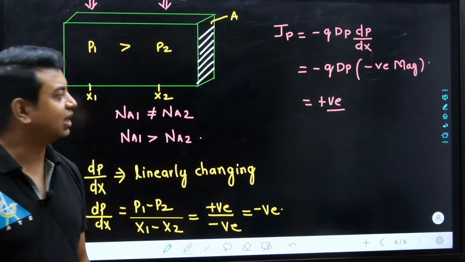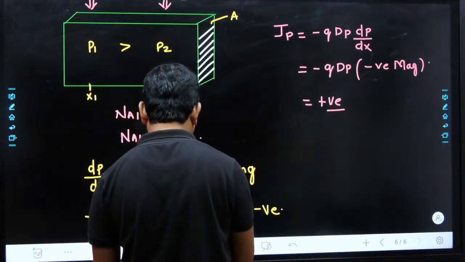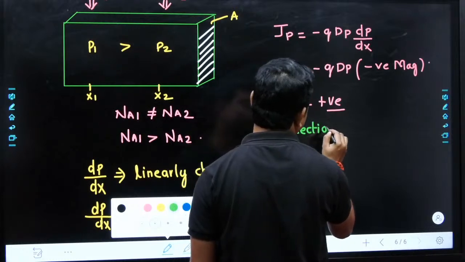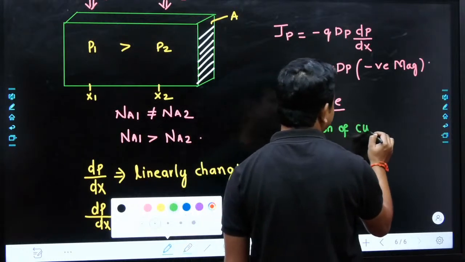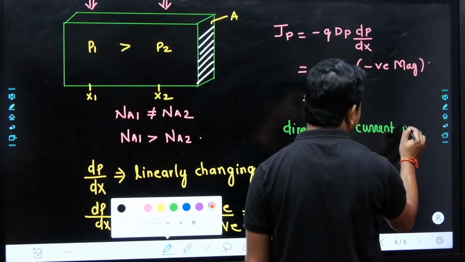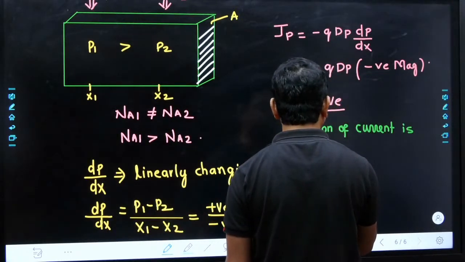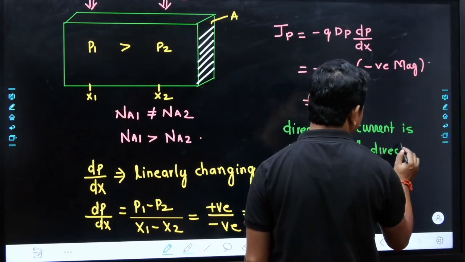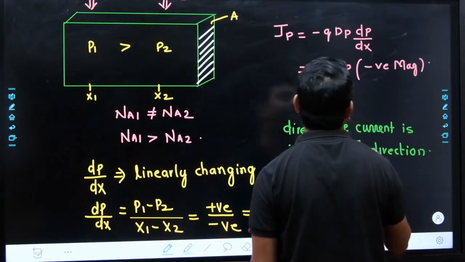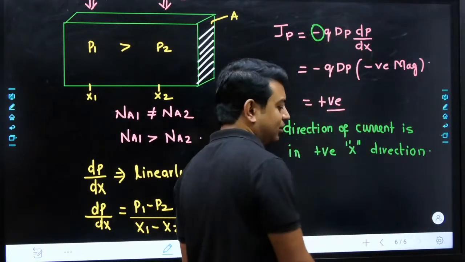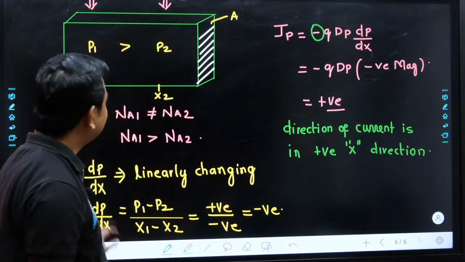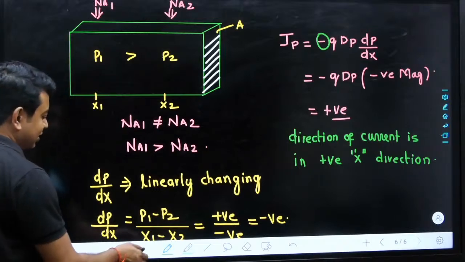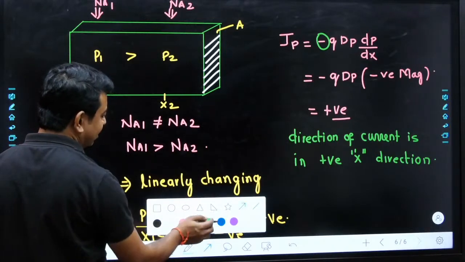So, what I said, if the value of any current is positive, then we can say that the direction of current is in the positive x direction. So, I think you understand the importance of putting the negative sign here. Okay. So, if this is a positive result, then definitely we can say, observe here, the holes are moving.